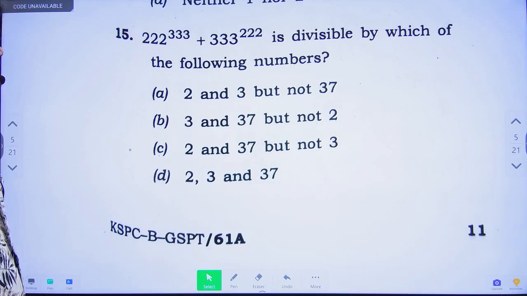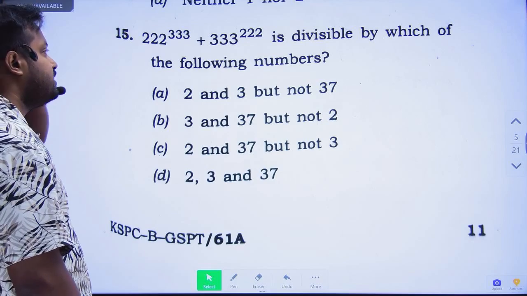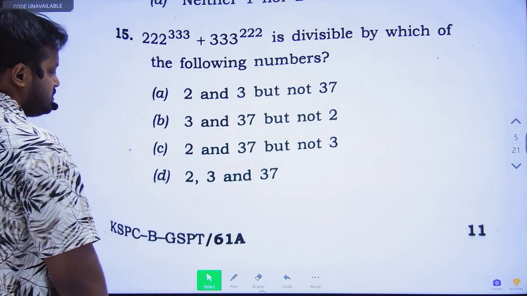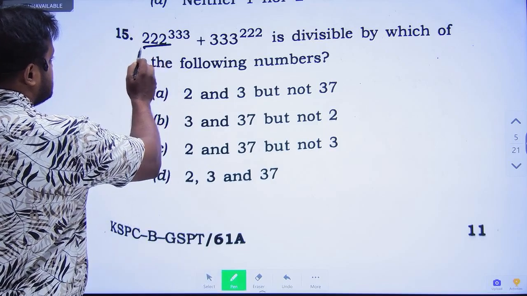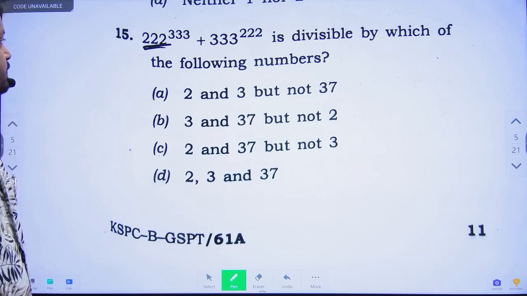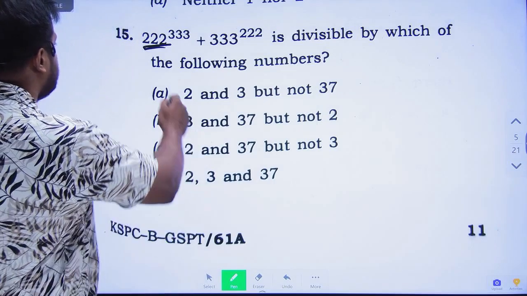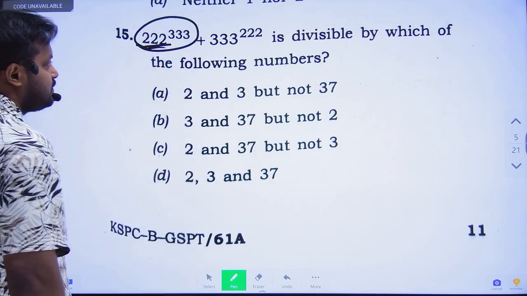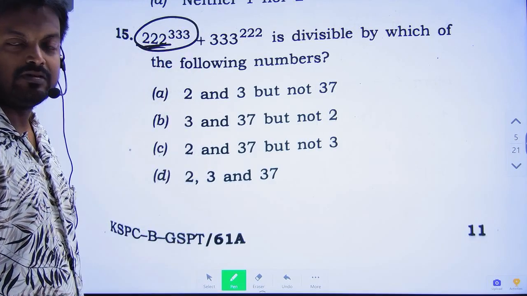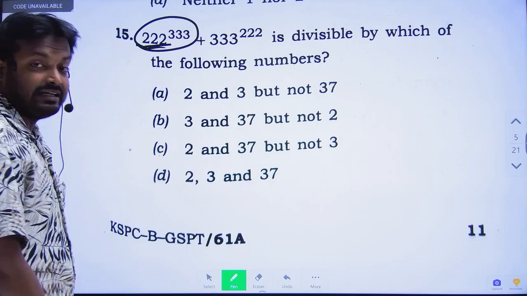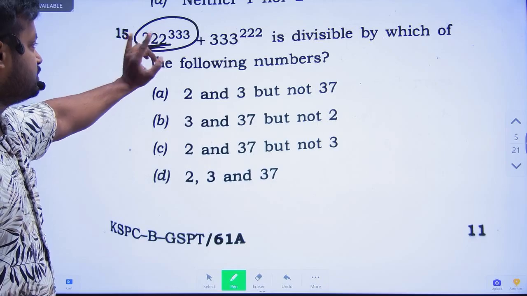2 to the power 333 plus 3 to the power 222 is divisible by which of the following numbers? Okay, so see, this 222 is a multiple of 2. This total is a multiple of 2, means remainder is 0. In case of 2, if we divide by 2, the remainder is 0 in this case.